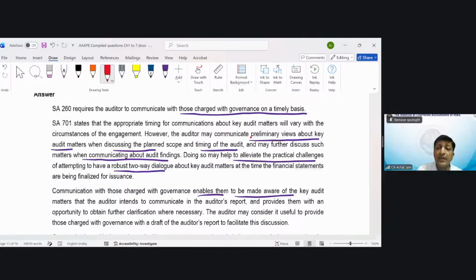However, the auditor may communicate preliminary views about the CAM when discussing the planned scope and timing of the audit. May further discuss such matters when communicating about audit findings. Correct? Doing so may help to alleviate the practical challenges of attempting to have a robust two-way dialogue about what? About CAM, at the time financial statements are being finalized for issuance. Okay.